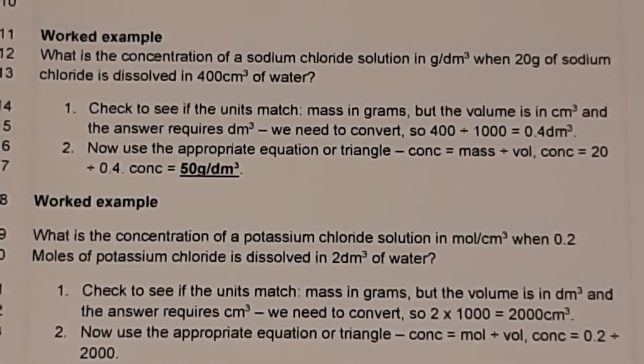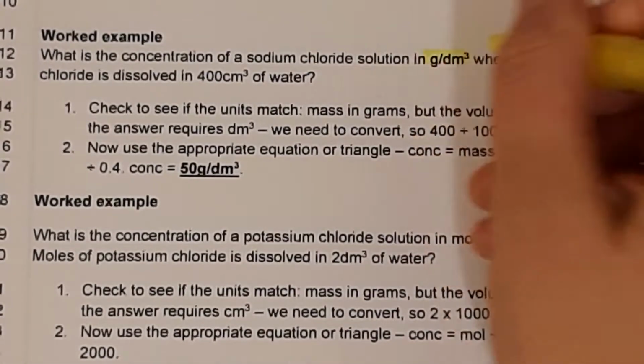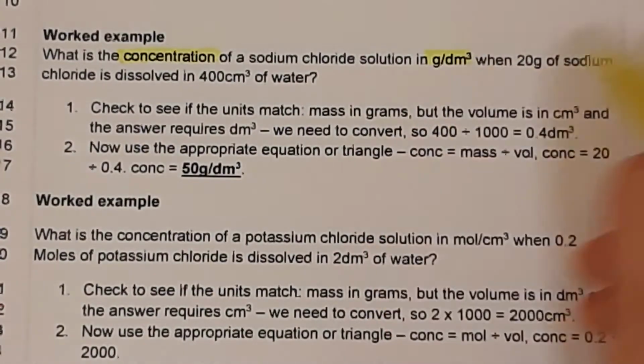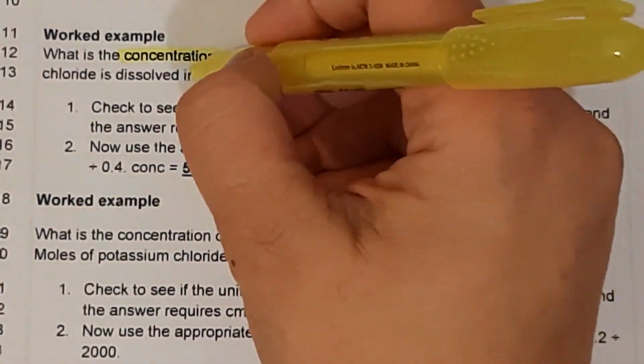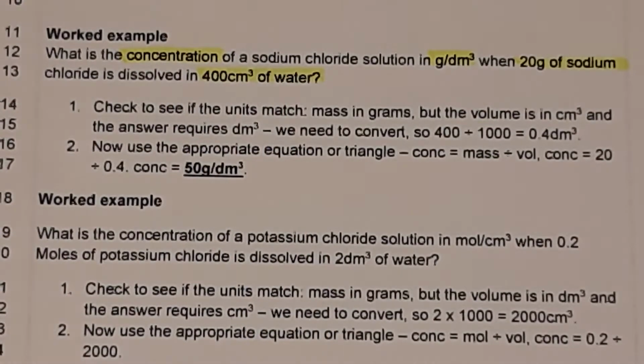Okay, we've done pages of them, so this is a good worked example. What is the concentration of sodium chloride solution in grams per decameter cubed, so that's the units they want, when 20 grams of sodium chloride is dissolved in 400 centimeters cubed of water?